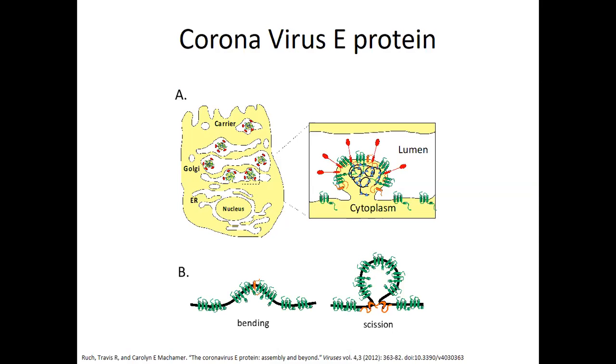What scientists are speculating, and again, there's still work to be done, is that the E protein does one or two things. There's speculation that it causes a fold or a bend, which allows the budding shape to take place. And then the idea would be potentially that two E proteins come together, and that is what cuts off the newly formed viral particle and allows it to bud.